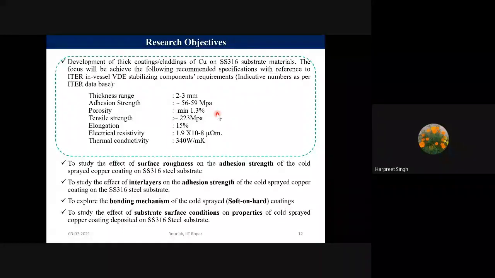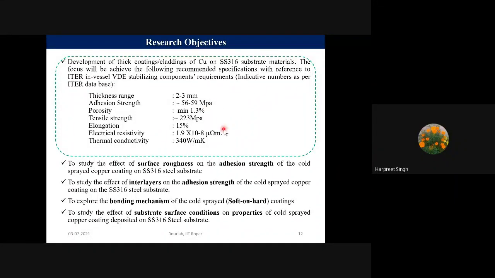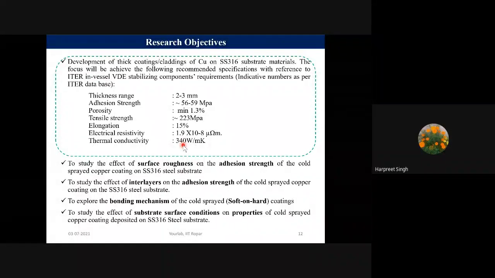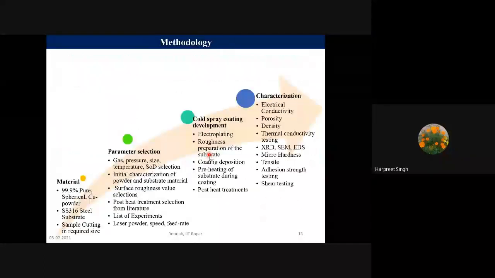So tensile strength was again much demanding, and so on. Electrical resistivity was there. So everything was defined, and our objective was to achieve all these things, and that's why we had to do a lot of hit and trial and try different technologies to arrive at these parameters. These were not easy or straightforward to arrive at.